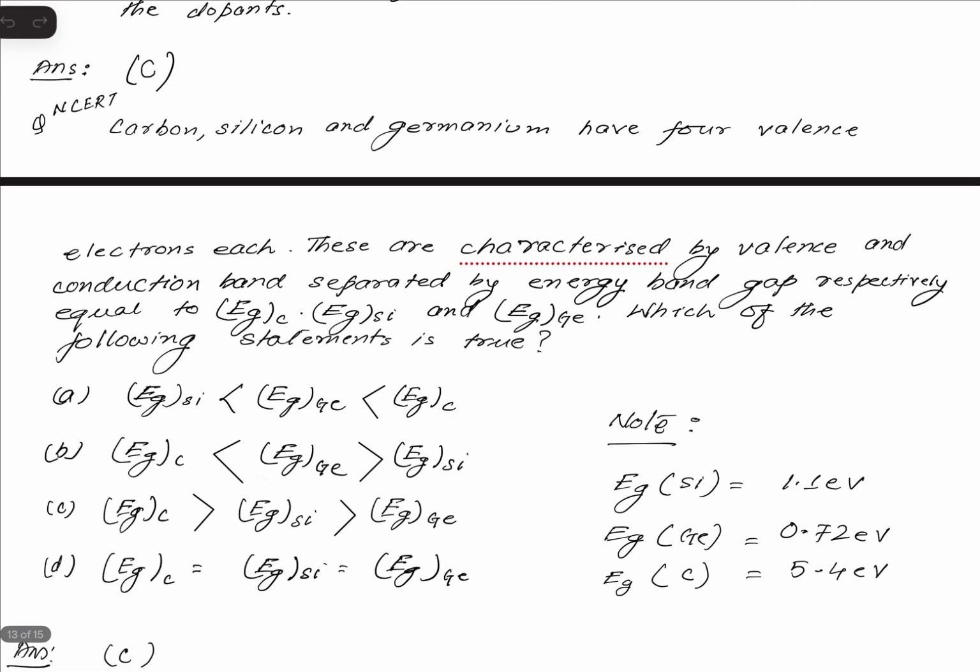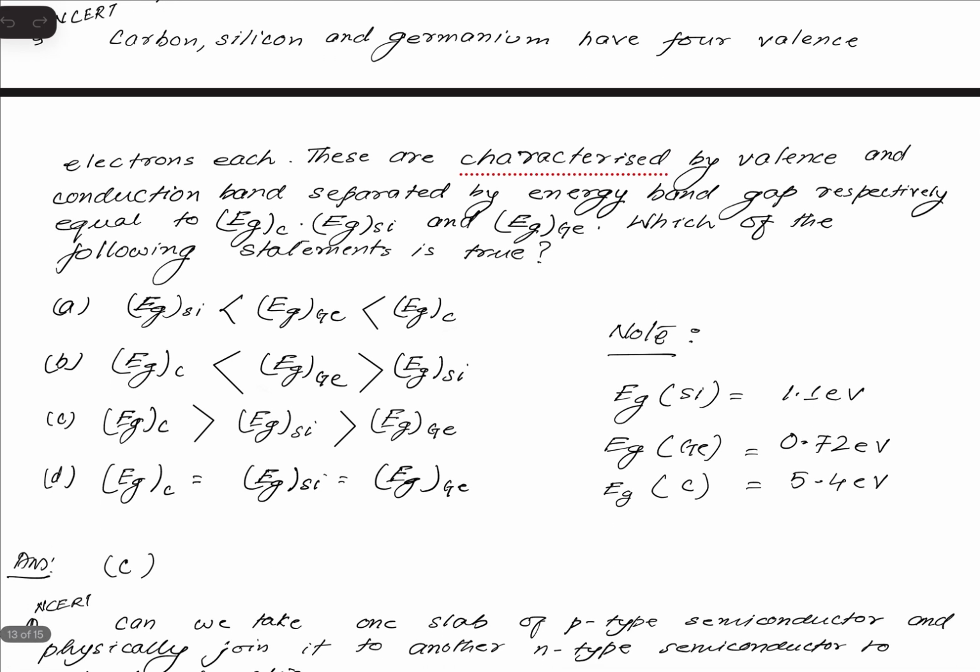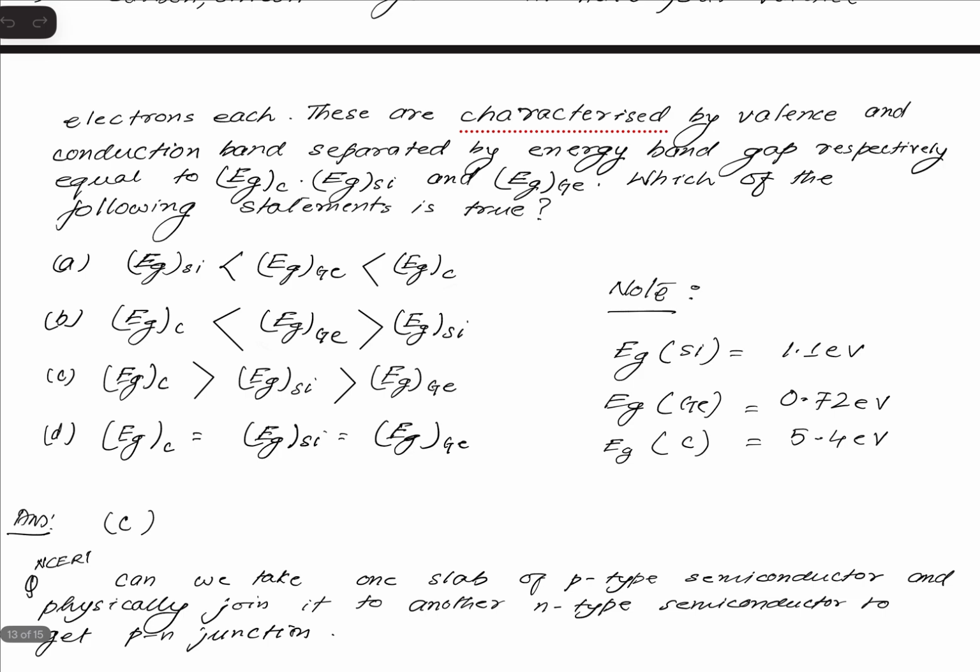Right? So here they have given the forbidden energy gap for different materials, carbon, silicon, germanium, and they have given us the options. For this you have to basically know the energy Eg to get the answer. So you have to remember Eg for silicon is 1.1, Eg for germanium is 0.72, Eg for carbon is 5.4 electron volt. Correct? So here option C is correct. Why? Eg is greatest for carbon, then silicon, then germanium.